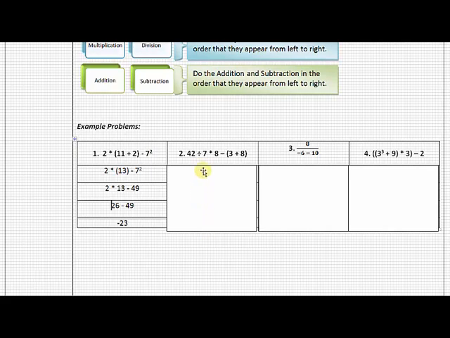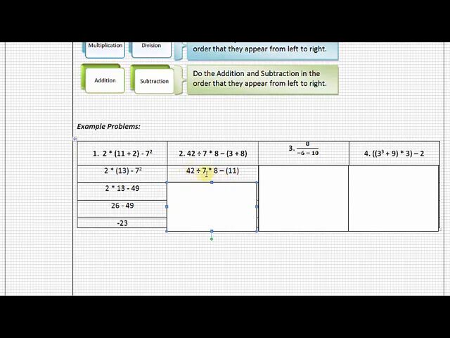Let's take a look and see how you did. Looking through here, we see the parentheses grouping this 3 plus 8 together, so that would be where we'd want to start. And that is 11. So we copy everything else down. We have 42 divided by 7 times 8 minus 11.